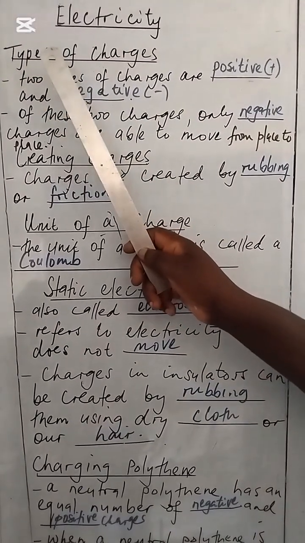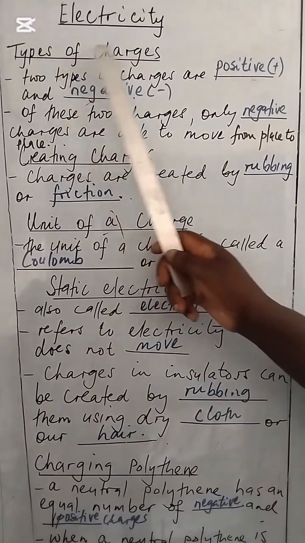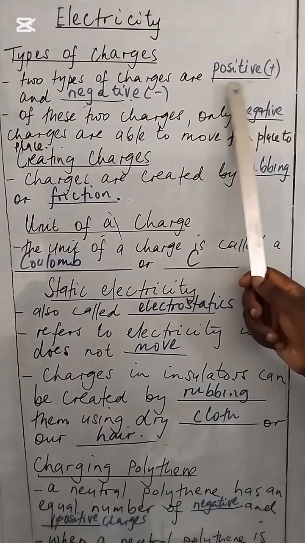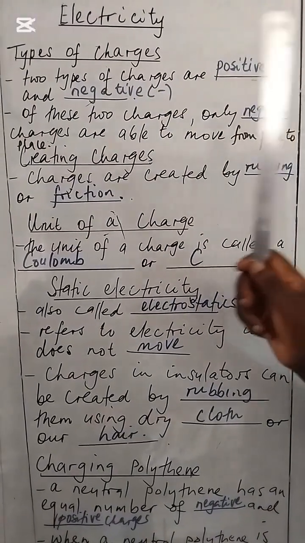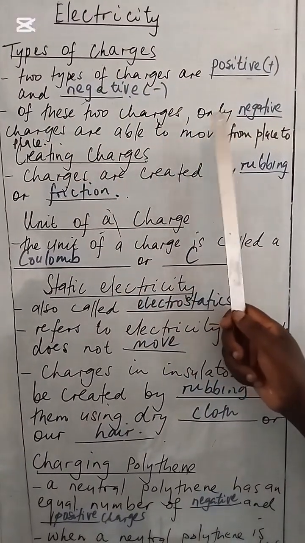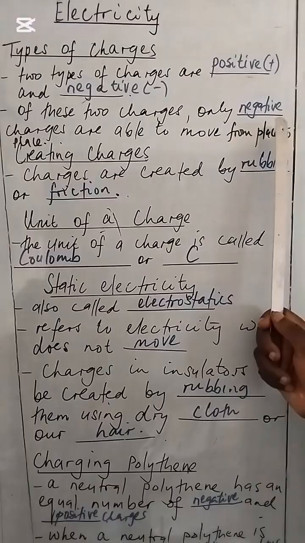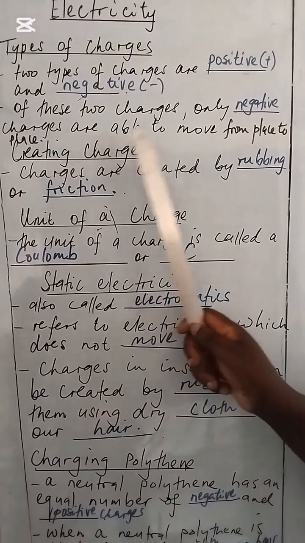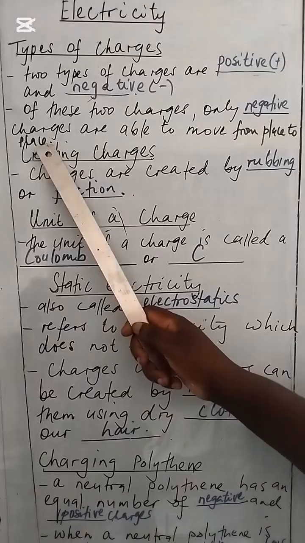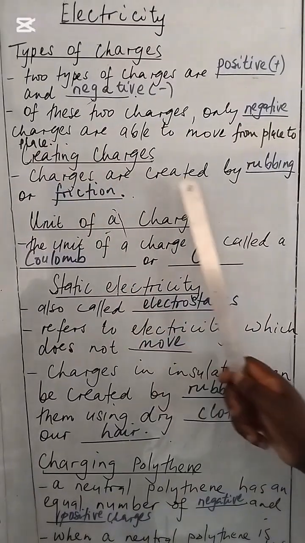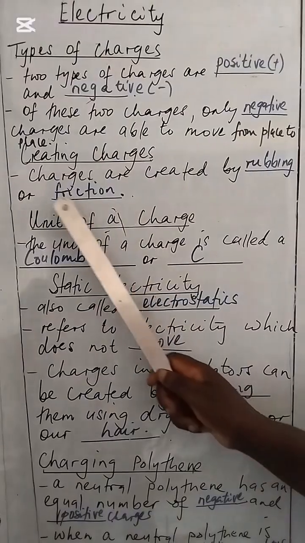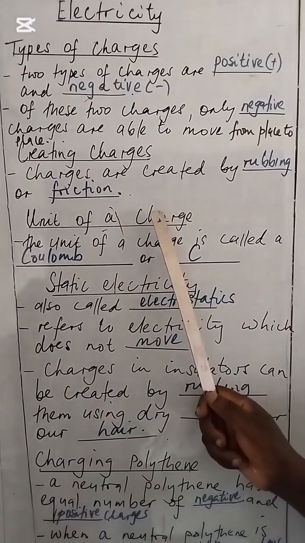We start by considering types of charges. There are two types of charges, the positive and the negative charges. Of these two charges, only the negative charges are able to move from one place to another. How do we create charges? Charges are created by rubbing or friction.